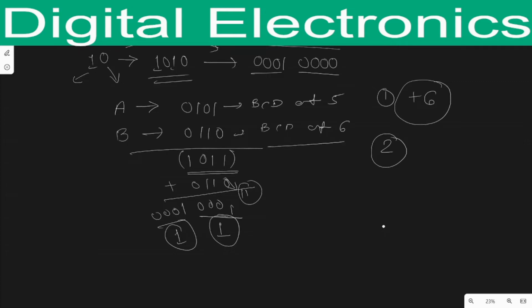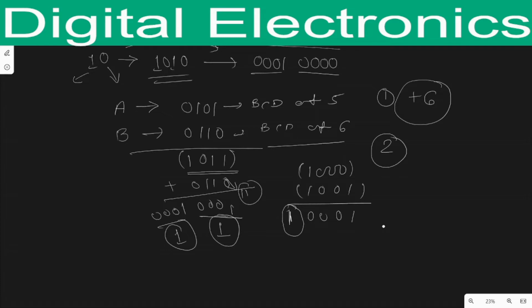Suppose I am taking two BCD numbers, the first number is 1001 and the second number is 1001. This one is the representation of 8, and the other is the representation of 9. So when I add these two BCD numbers, what we will get is 1 0 0 0 1, so here one carry is generated.